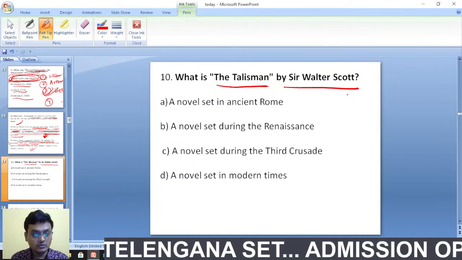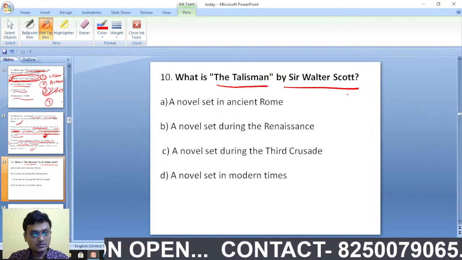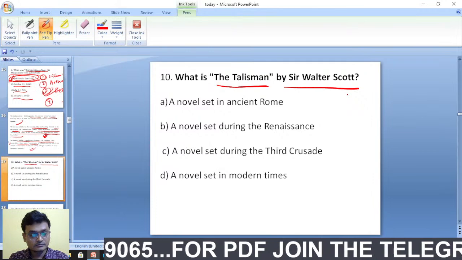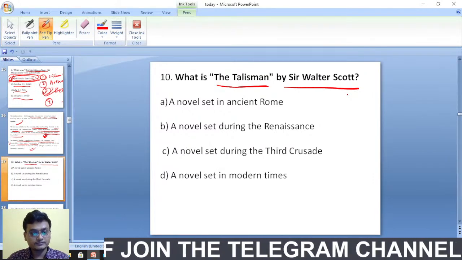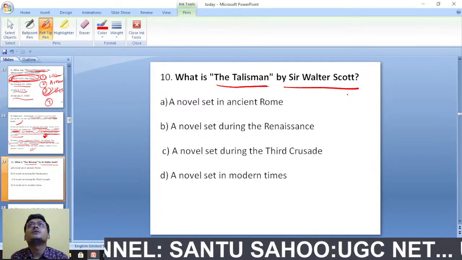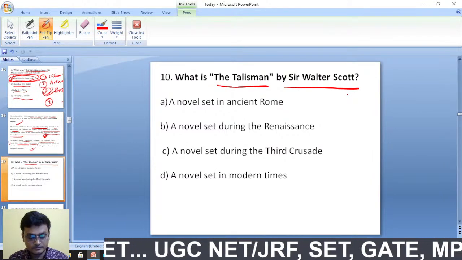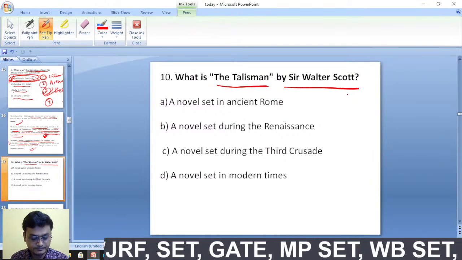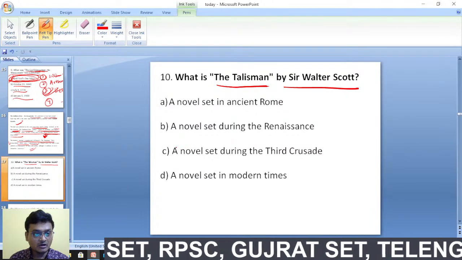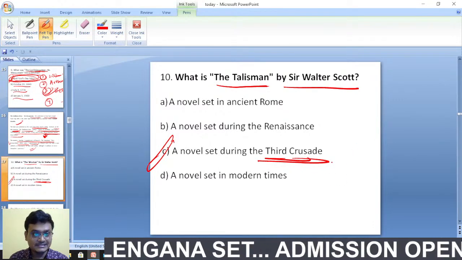A novel set in ancient Rome, a novel set during the Renaissance, a novel set during the Third Crusade, a novel set in modern times. Excellent. The Talisman by Sir Walter Scott is a novel set during the Third Crusade.